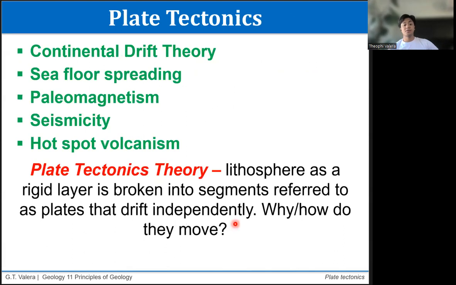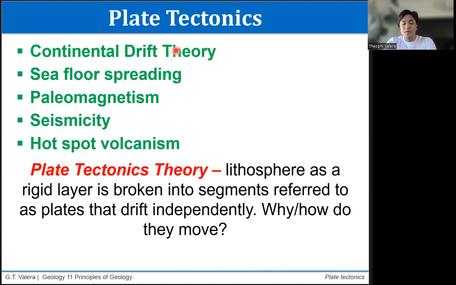So, the plate tectonics theory again suggests that the lithosphere is a rigid layer. It's broken into segments, which we refer to as plates. And these plates drift independently. Ito naman yung original idea ni Alfred Wegener when he proposed continental drift theory. So the question which we will answer now is why or how do they move?